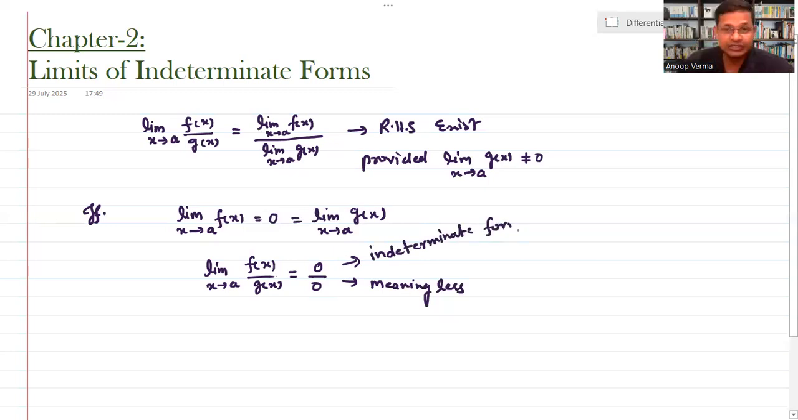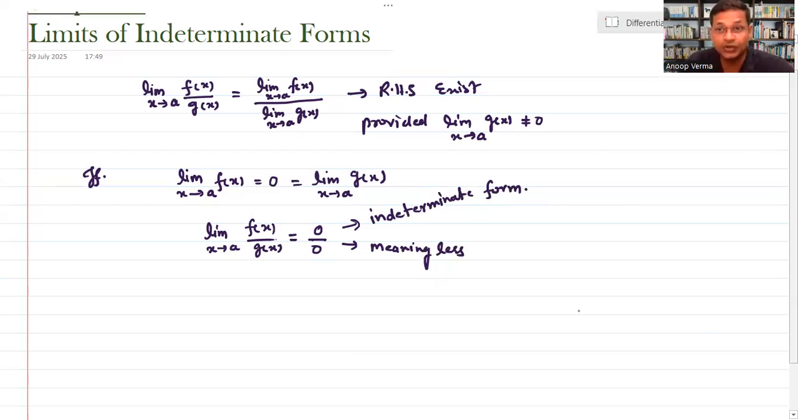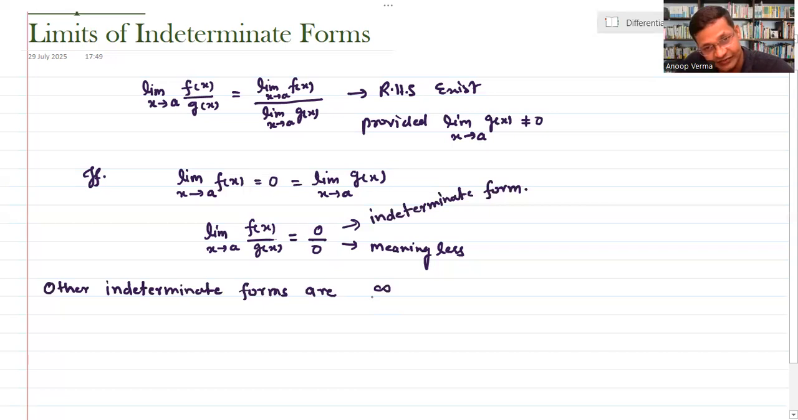Okay, so in a similar way we have 6 more indeterminate forms. So other indeterminate forms are infinity divided by infinity. This is also a meaningless quantity. Okay, if you are subtracting infinity from infinity, what we will get, we don't know.